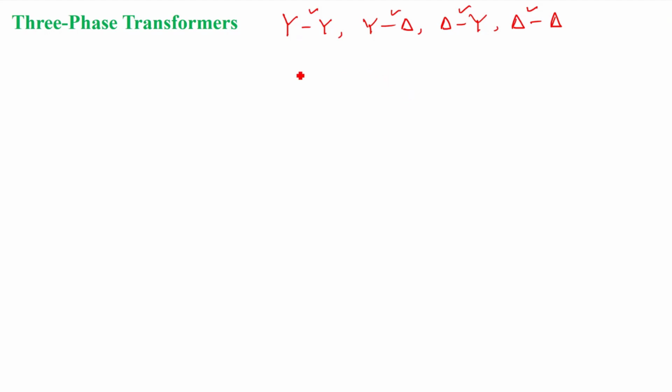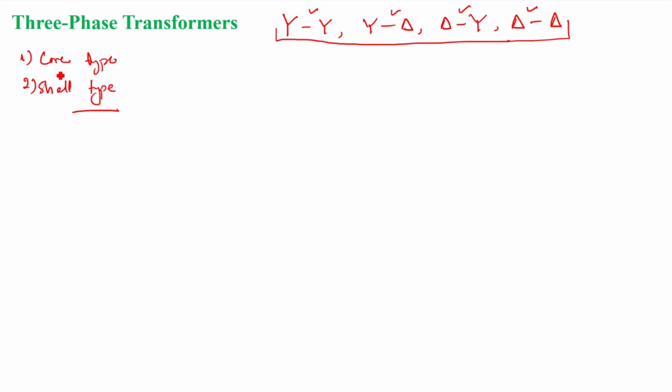And also, in modern transformer design, three-phase transformers can be made with a three-core arrangement, or we can have a single transformer with three cores on which the windings are placed, right? In the case of single phase transformers, we have seen there are two types: one is the core type transformer, and the other is the shell type transformer. Already we have discussed this, right?